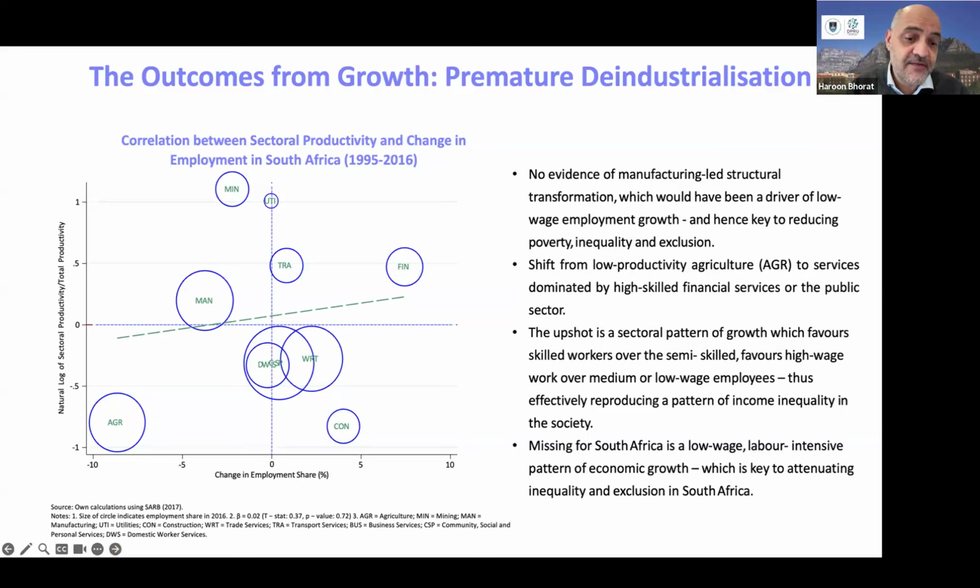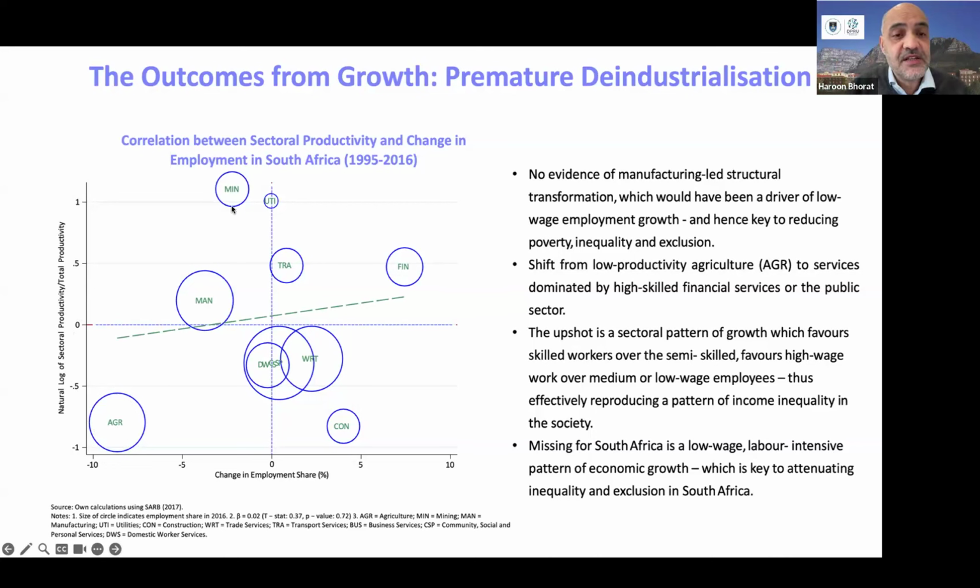So what do we have here? We have change in employment. I'll just take you through this graph. It's called the structural transformation graph. So you want to be here with high employment. These are by sectors: the larger the circle, the larger the share of employment. What you'll see, for example, is agriculture. We've seen a decline in employment. And on the vertical axis I've got a measure of multi-factor productivity. So this would suggest that you've got declining productivity in agriculture and declining employment.